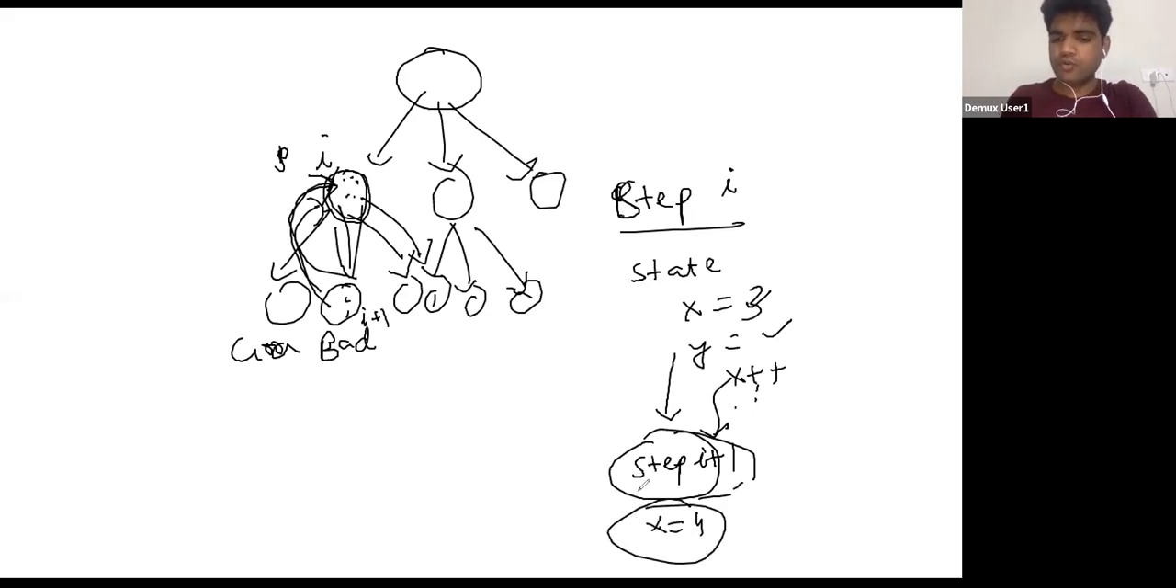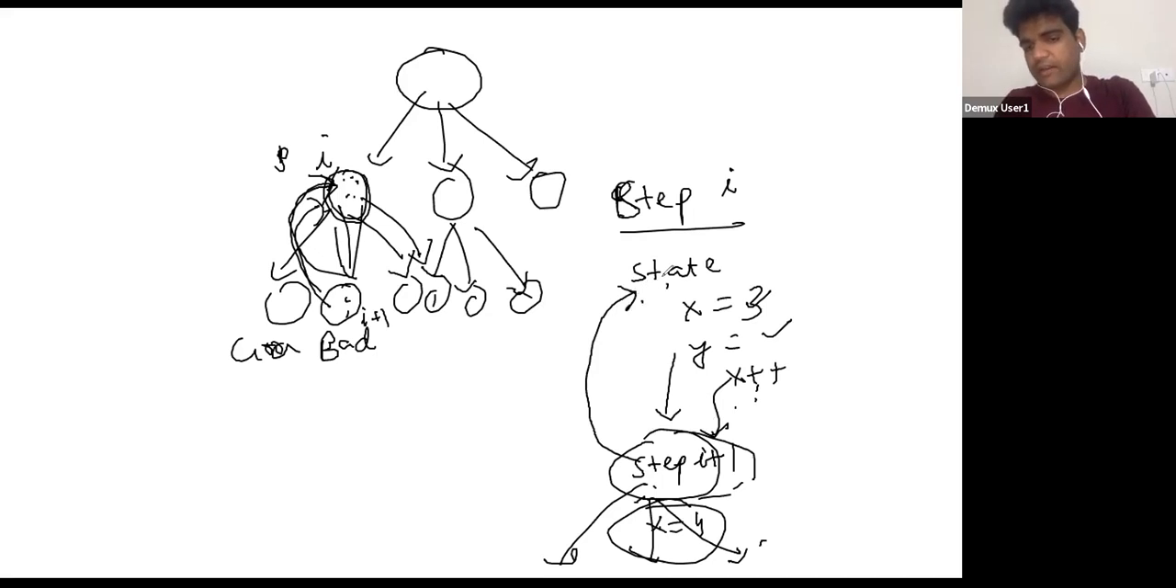So good, now you go ahead and you enumerate all the possibilities. But now when you return from I plus 1 to I, after you return to I, you should restore the state of x to 3. Why is that?